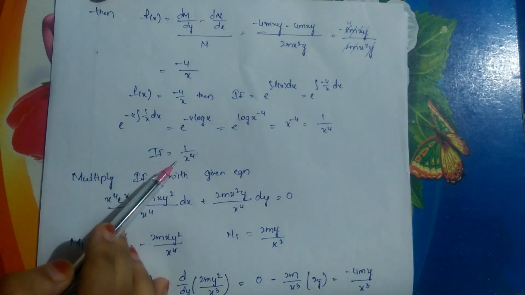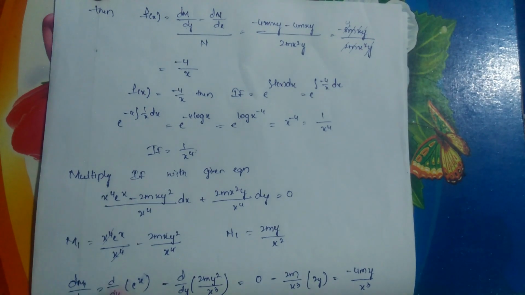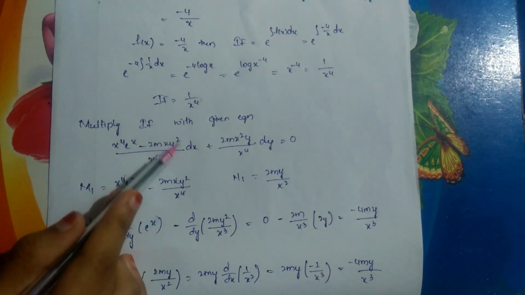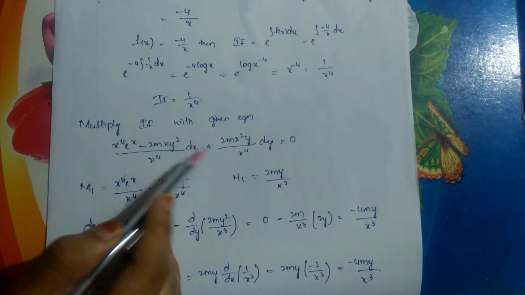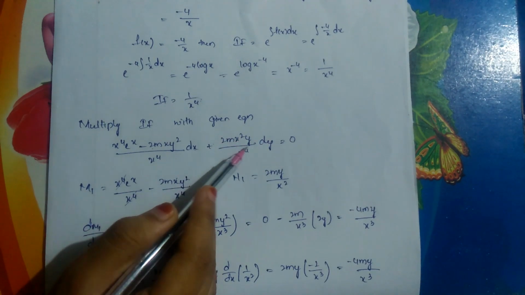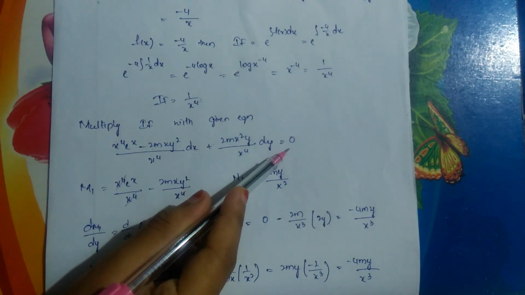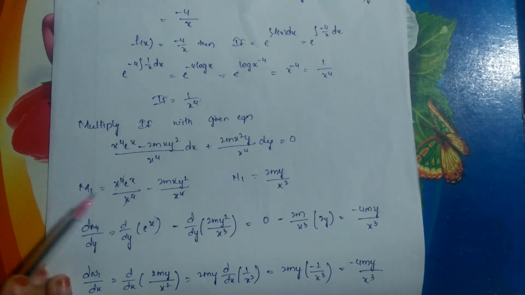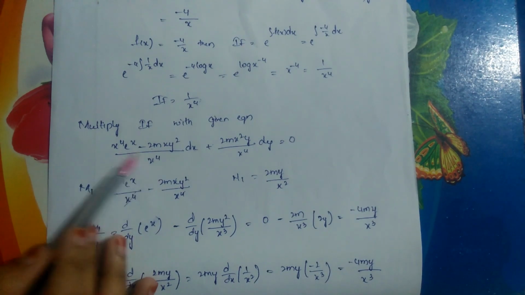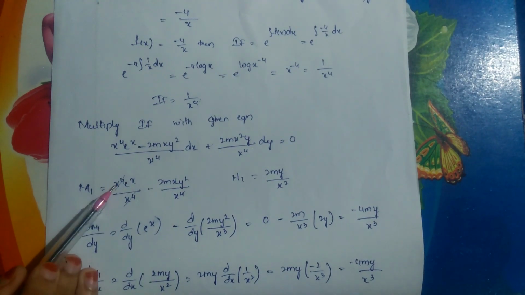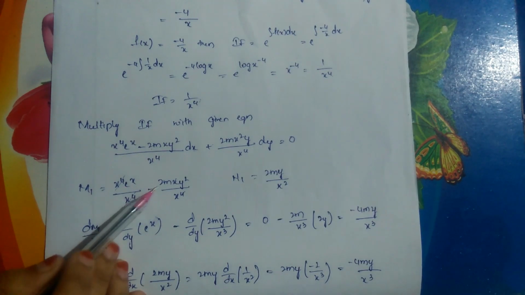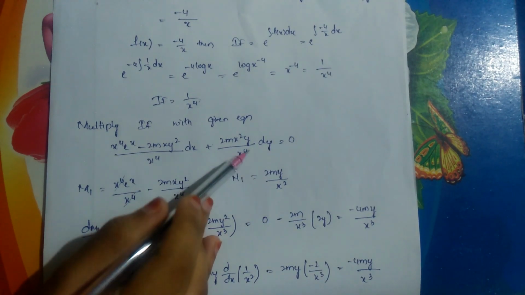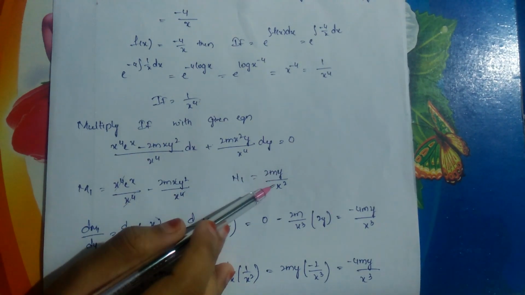So now multiply this integrating factor to the equation. So we get x power 4 e power x minus 2mxy square divided by x power 4 into dx plus 2mx square y by x power 4 into dy equals 0. Here this is M1 and this is N1. M1 is equal to, writing the denominator separately for the numerator terms, x power 4 e power x by x power 4 minus 2mxy square by x power 4. And N1, here x square will be cancelled, so we get 2my by x square.